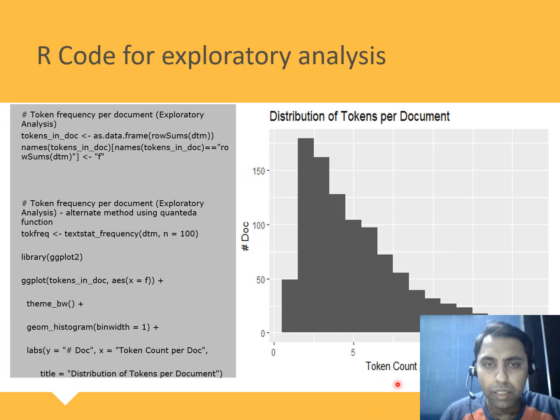What we are looking at here is token count per document. In other words, in the example we are looking at, Amazon product reviews, we are looking at how many words or tokens are present in every review. And you see the mode here is around 3 or 4. So most of the reviews have 3, 4, or 5 words in them. That is where the density of the histogram is maximum.